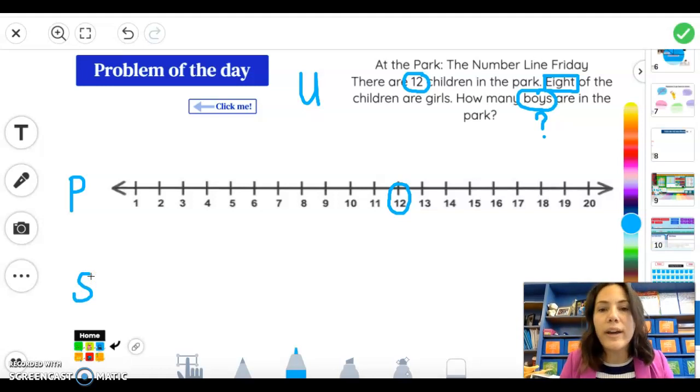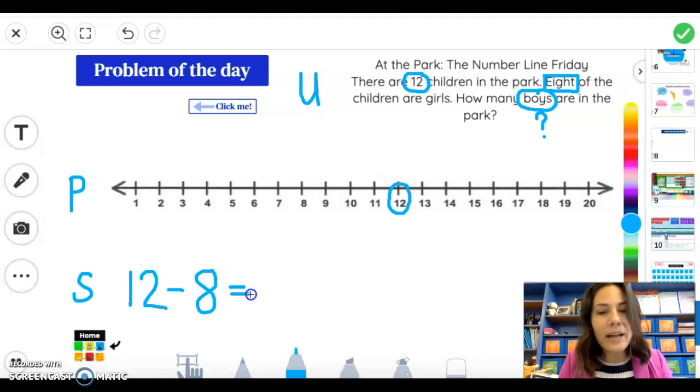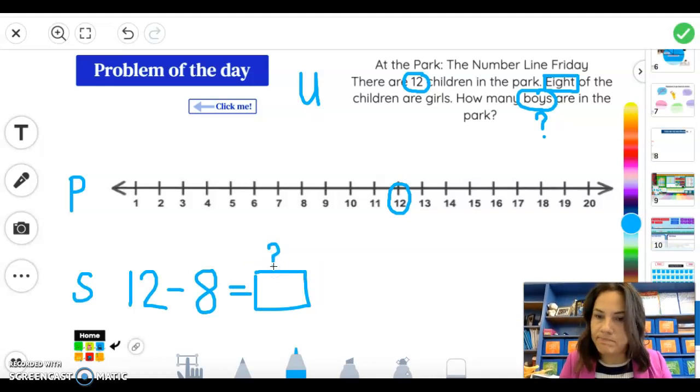So there are 12 children at the park. 8 of them are girls. So I'm going to take those 8 away from 12. And what I'm trying to find is how many are boys. That is my question. Well, let me use the number line to solve this problem.